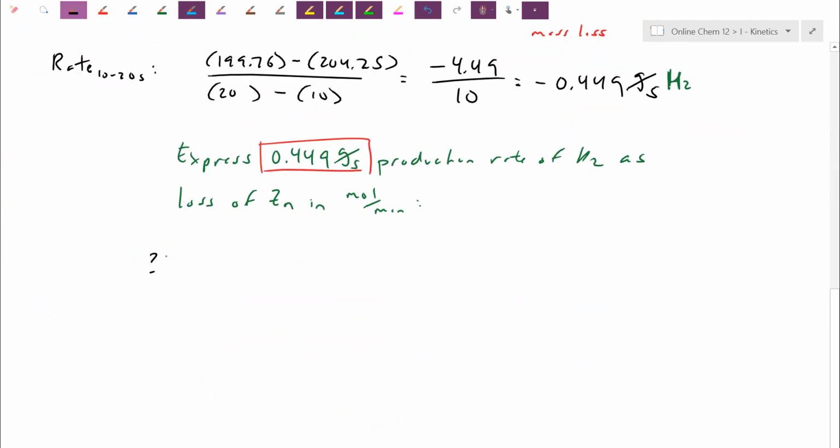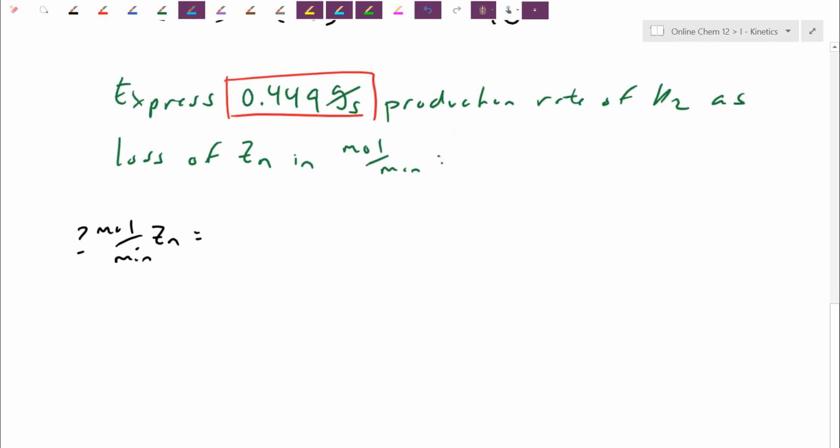So let's just try it here. So question mark moles per minute. I'm going to remind myself here, this is talking about zinc. Whenever you're stuck, you just want to start off with the number given. So currently I was given the average rate between 10 and 20 seconds, 0.449 grams. I'm going to remember, even though this was the mass of the total system that was lost, we know the mass drop is because of hydrogen.